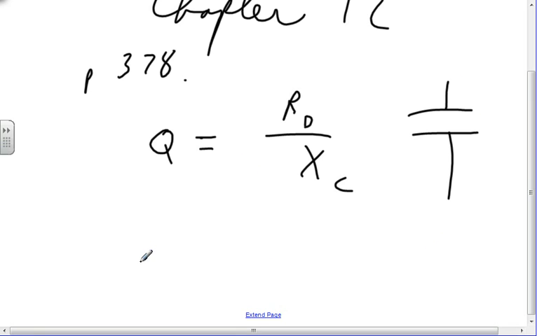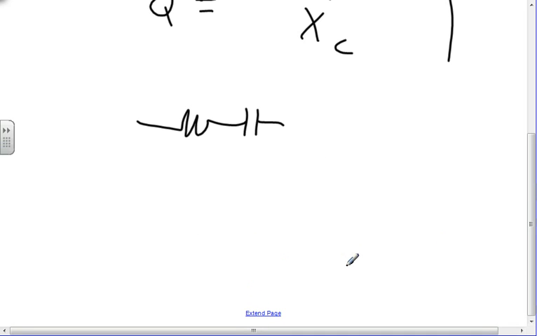In any capacitor, we have two components. We have a capacitive component and a resistive component. And normally we ignore the resistive component because it's so small.